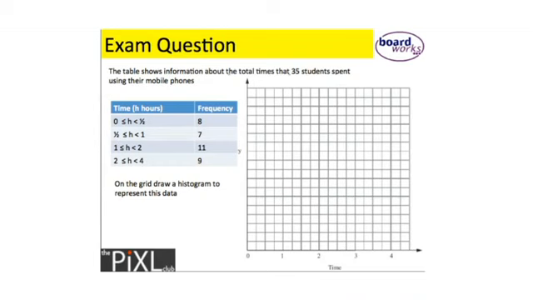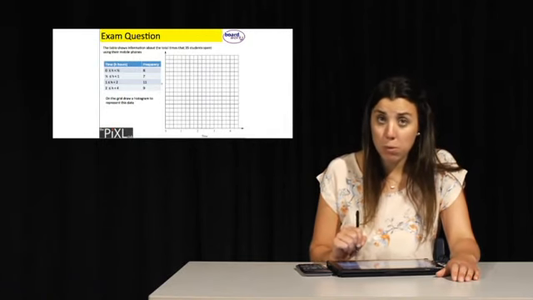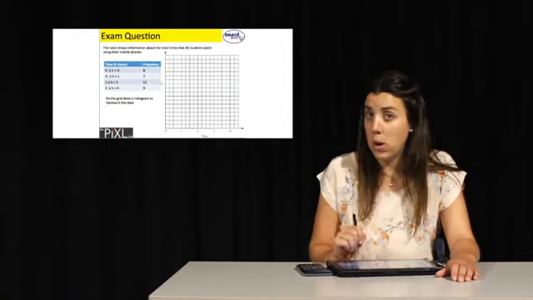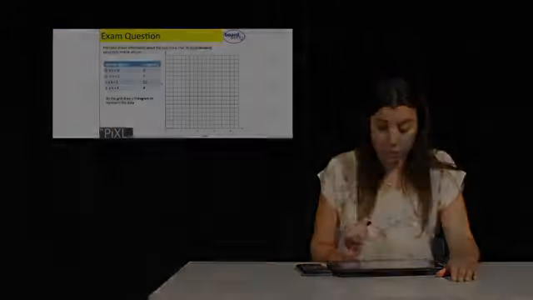The table shows information about the total times that 35 students spent using their mobile phones. The time is given in hours and we have a frequency. What you need to be able to do is draw a histogram to represent this information. You have 4 minutes, off you go.